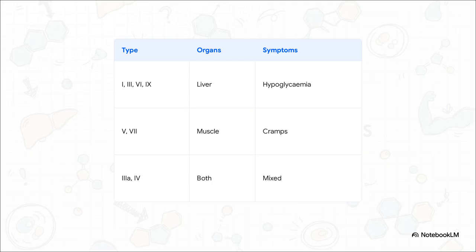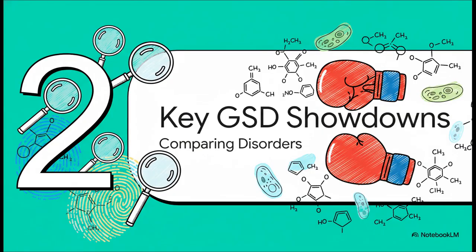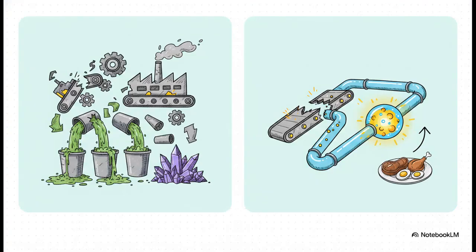On the flip side, when the muscle machinery is broken, like in types 5 and 7, well, the symptoms change completely. Instead of low blood sugar, these patients experience profound exercise intolerance, really painful muscle cramps, and sometimes even muscle breakdown. It's a totally different clinical picture. Moving right along to Section 2, Key GSD Showdowns, where we compare these disorders side by side. Notice the stark contrast in these two pathways right here.